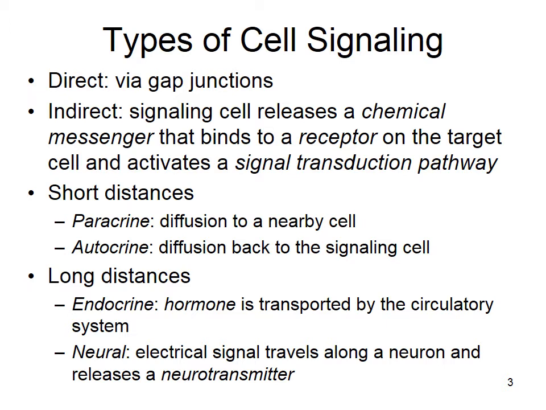What we're going to talk in a little more detail about is indirect cell signaling. So in indirect, right, there's a signaling cell that has to release a chemical messenger into the extracellular fluid. Okay, and then the target cell has to have a receptor for that chemical messenger. And when the chemical messenger binds to the receptor, it starts what's called a signal transduction pathway, which leads to a response.